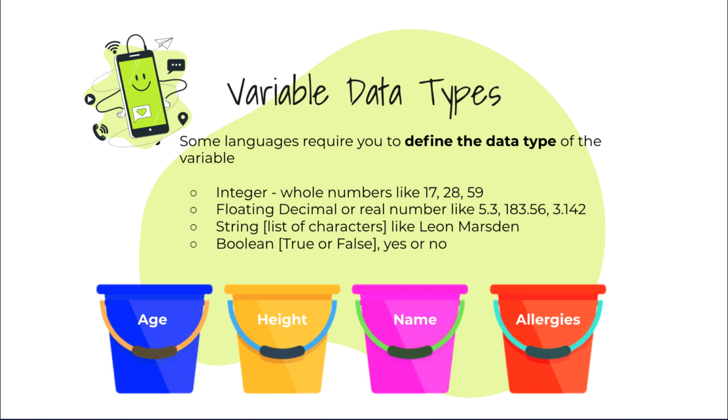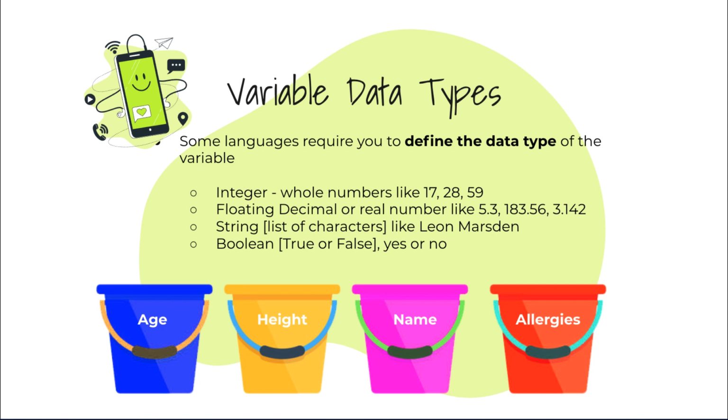Now some languages require us to define the data types of the variable. So therefore something like age will be an integer. So 17, 28, 59, they're integers or whole numbers. Some could be a floating decimal point or a real number like 5.3, 183.56 or 3.142. So in the case of height, where you could be 186 centimeters, which would be an integer, or you could be 186.5 centimeters, which would be a float.